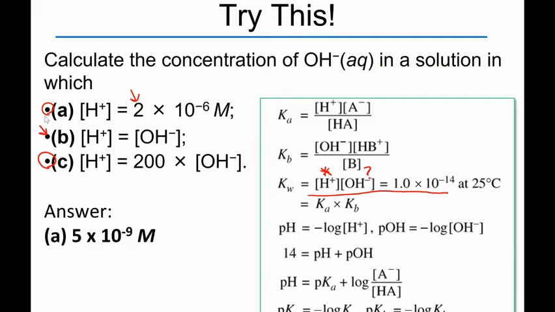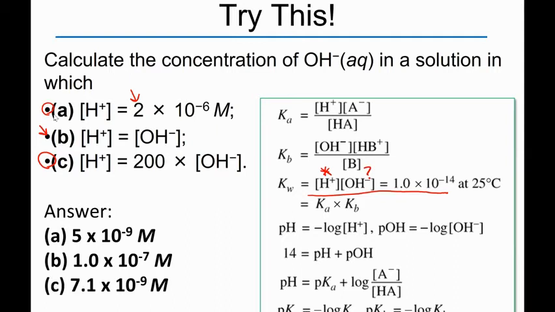And if you think about that, 5 times 2 gives you 10, and 10 to the negative ninth times 10 to the negative 6th, when you add those exponents together, you get 10 to the negative 15th. Because you have a 10, you can lower the exponent to 10 to the negative 14th, to get the 1 times 10 to the negative 14th. Hopefully B, you guessed 1 times 10 to the negative 7th, because if their concentrations are the same, you have a neutral solution. Therefore, they're both going to have the same power of 10 to get to 1 times 10 to the negative 14th. And for C, which took a little bit of algebra, about 7.1 times 10 to the negative ninth.